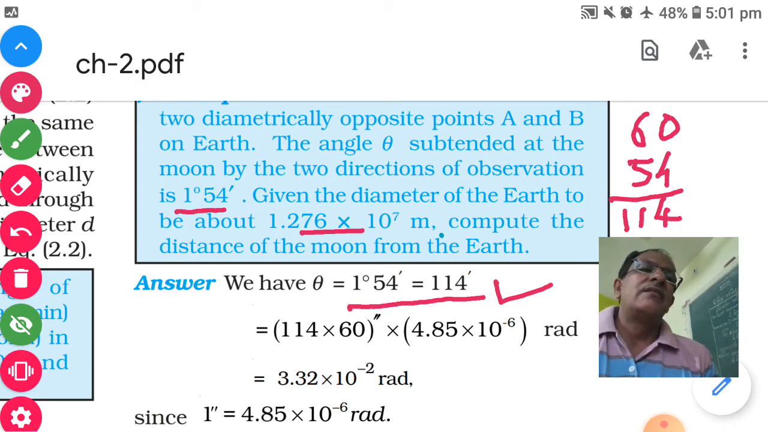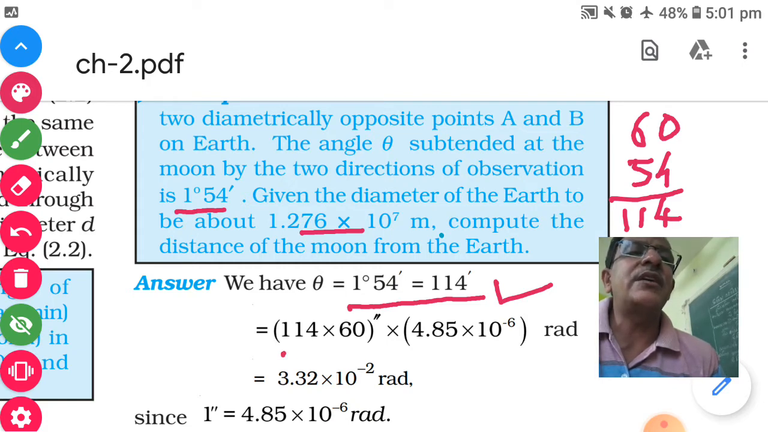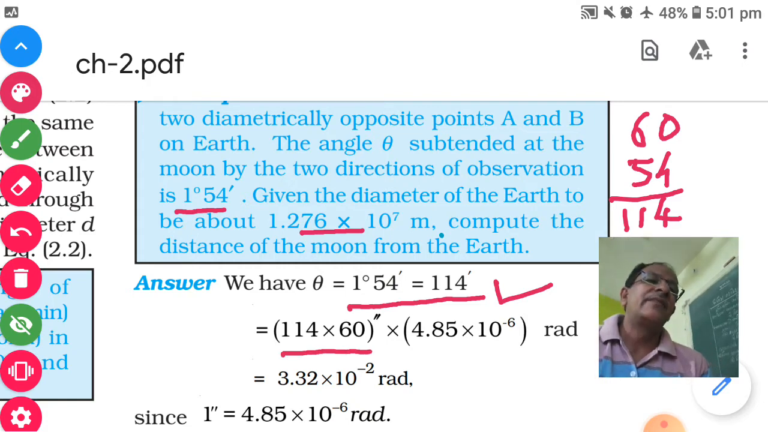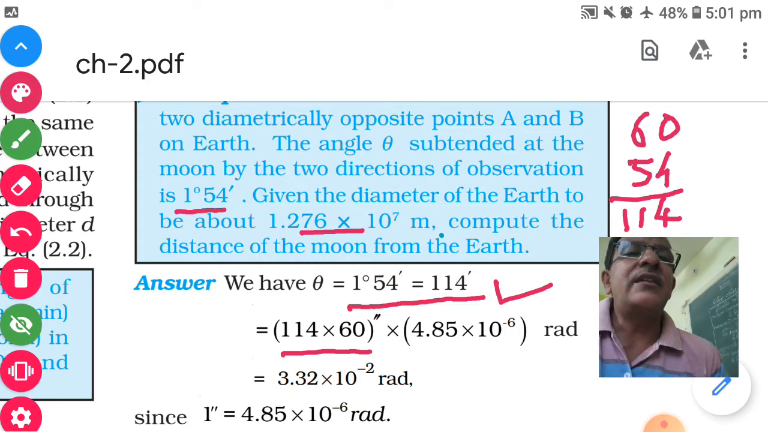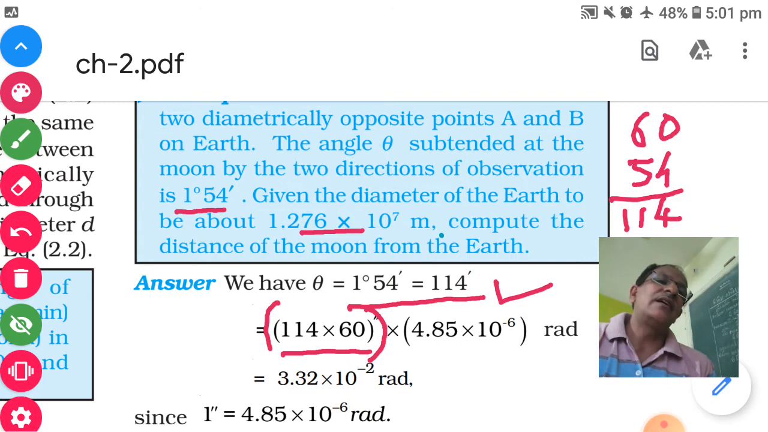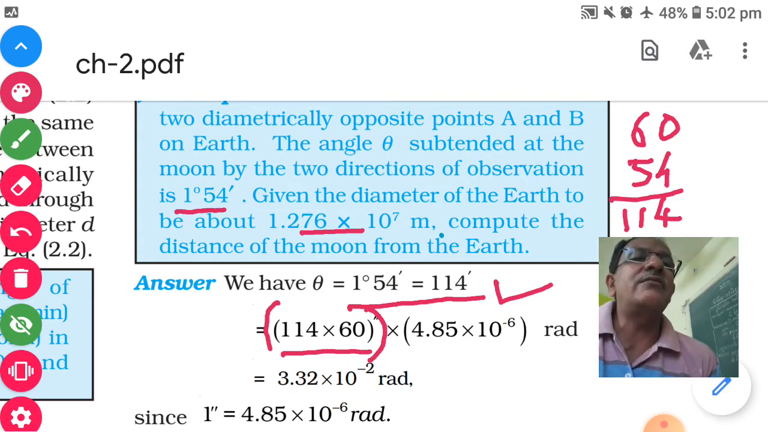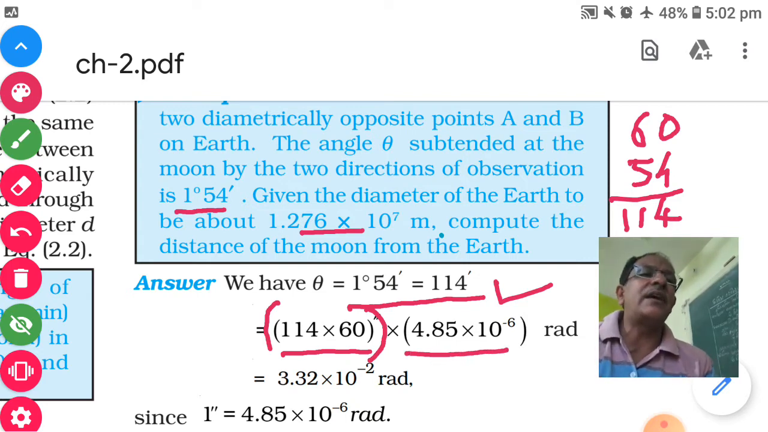Now 1 minute is how much? 60 seconds. So you convert this 114 minutes into seconds by multiplying by 60, and then you get the whole data in seconds. If you want to convert that into radians, we know we have to multiply by 4.85 into 10 raised to minus 6. So everything will be converted into radians. This can be done with the help of a calculator easily.